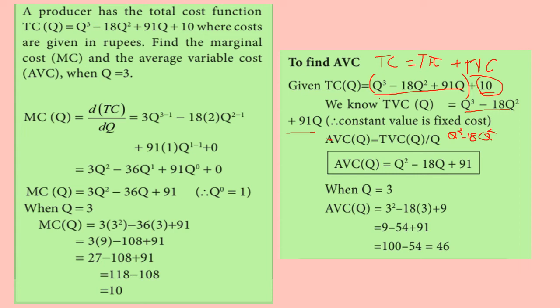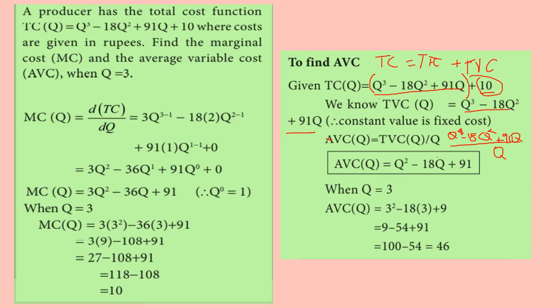The last term is plus 91Q. This step is missing in your textbook. That's why I am writing this step. So TVC is this much divided by Q. Divided by Q. So what happens? Strike out this Q and Q square.